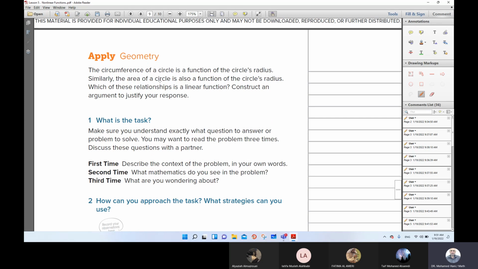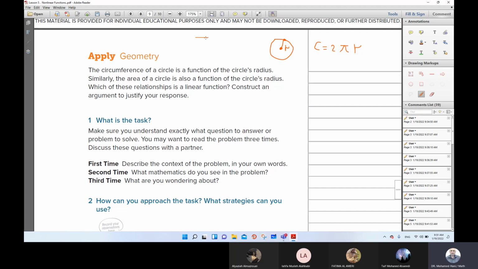The circumference of a circle is a function. As you remember, the circumference of the circle is equal to 2 times pi times r. This is the circle, this is the center. The distance from the center of the circle to any point on the circumference of the circle is the radius r.